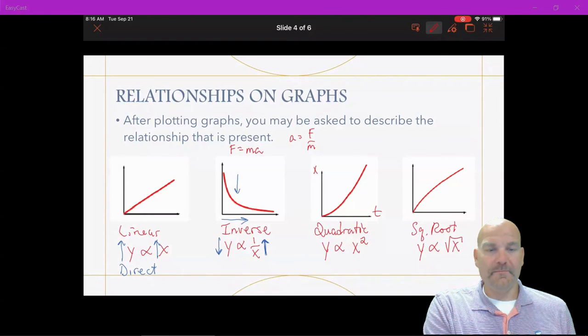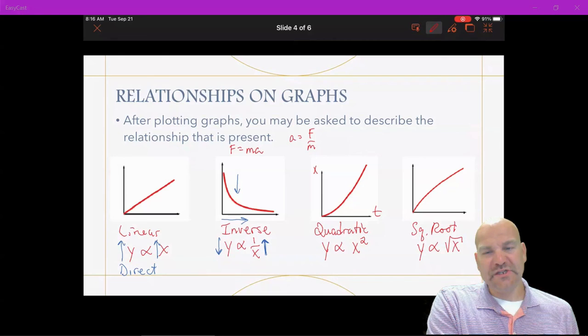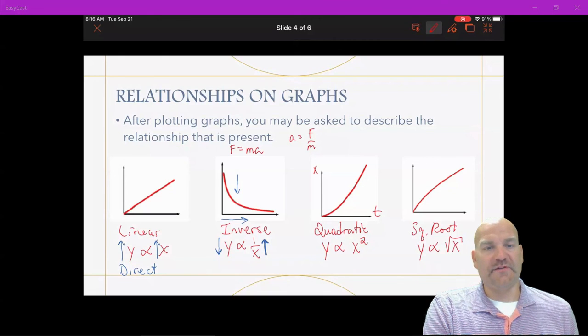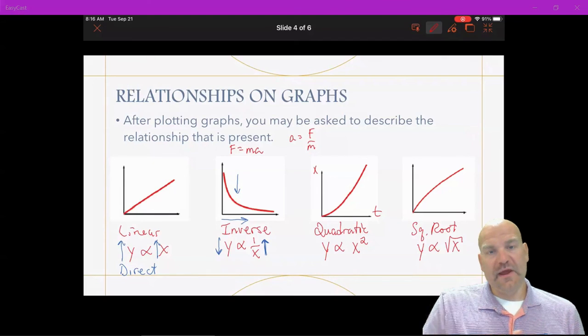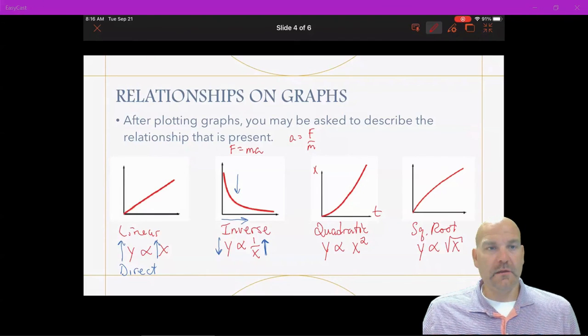Okay. But just being able to recognize what the relationships on graphs are without even having to do any kind of calculation is very important. And so, again, this will lead right into the linearization of data.